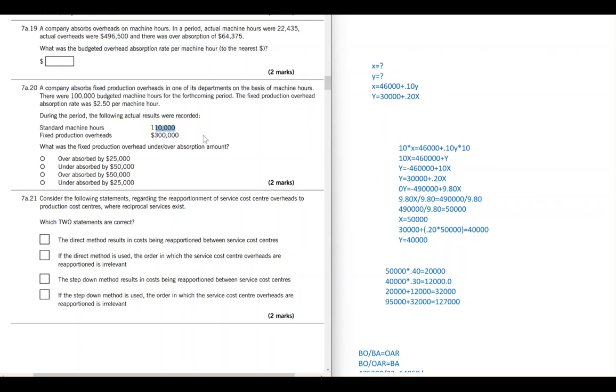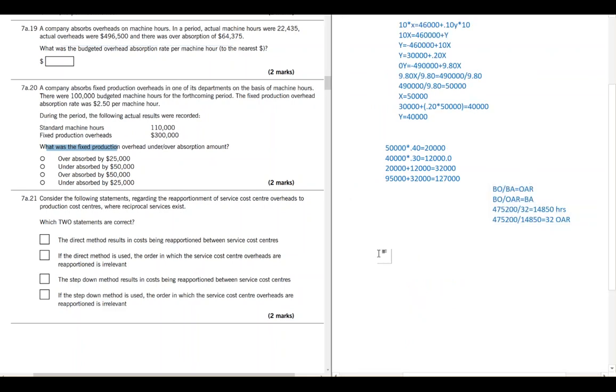Standard machine hours. Remember, standard means budgeted. Fixed production, but they use the word actual with it, so they are actual. Fixed production overheads is 300,000. So what was the fixed production overhead under or over absorbed? Okay, we have actual overheads of 300,000 and we have absorbed, and then we have under or over. We have overhead absorption rate of 2.5. If actual machine hours is 110,000, multiplying by 2.5, that means we have 275,000 and we have 25,000 under absorbed, which is D.